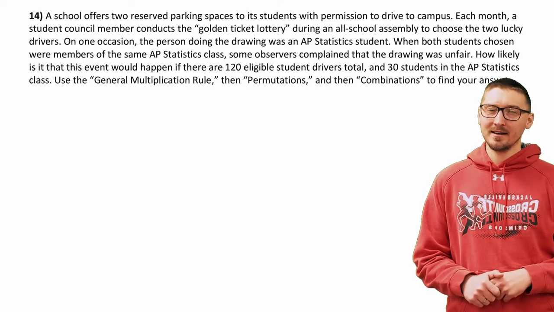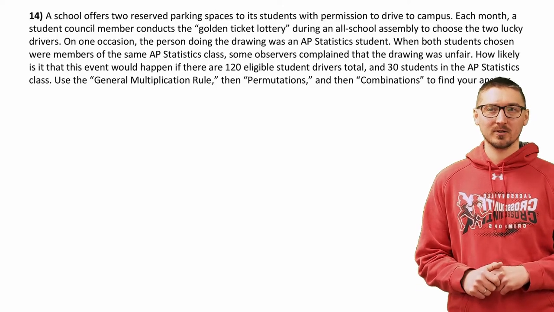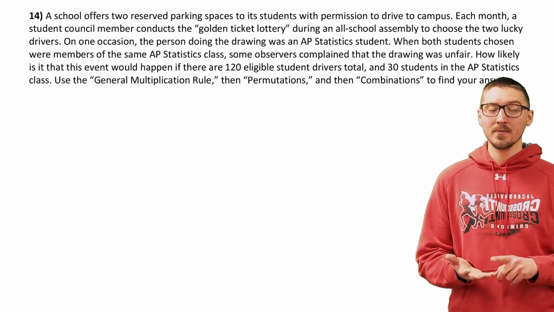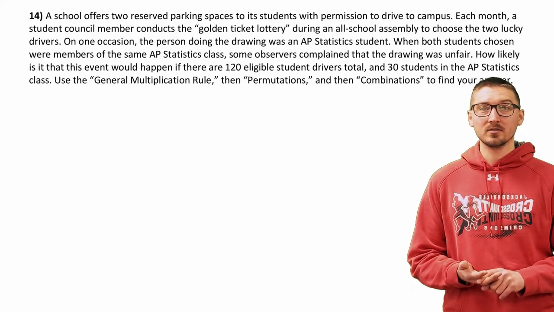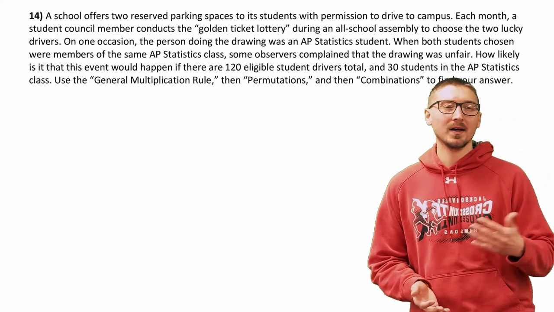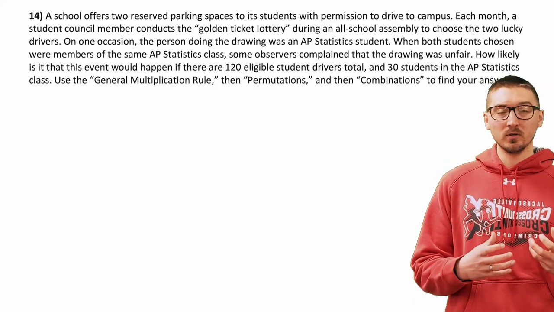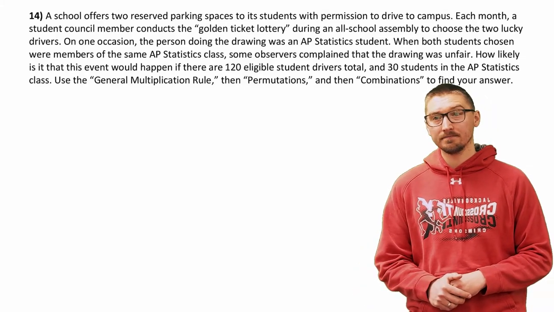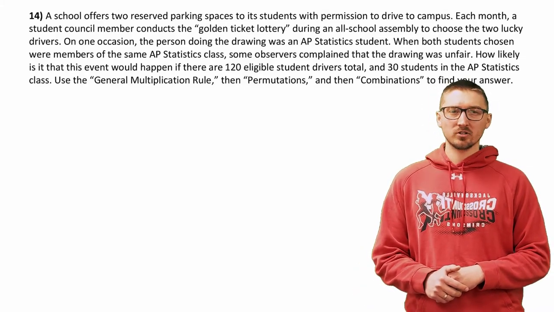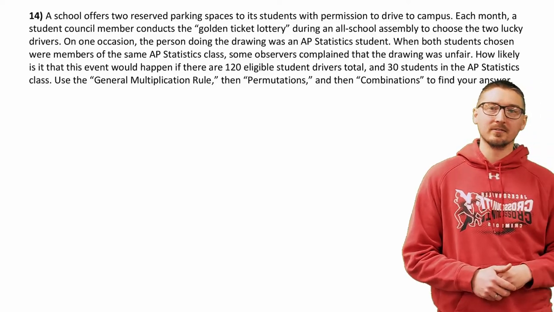What we're going to do here seems a little counterintuitive, but we're going to try all three methods. We're going to try the general multiplication rule. We're going to look at permutations, and we're going to look at combinations. So we're interested in what's the probability that one of these stats students would get drawn out of the total number of students? And so setting that fraction up, we have the stats out of total idea for this fraction.